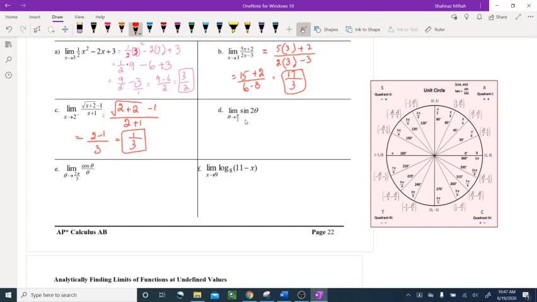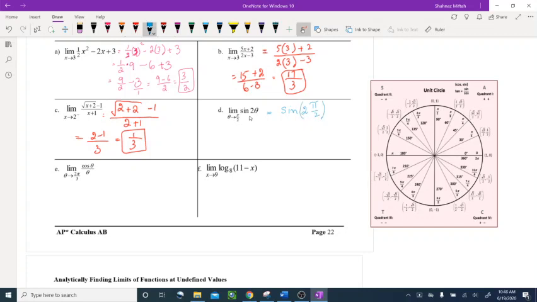Let's try this. Okay, these are trigs. So now we're going to use our unit circle. Let's try trig. First thing first, plug in. So I'm going to plug in pi over 2 for theta, because the limit as theta approaches pi over 2. So sine 2 pi over 2. You see that?